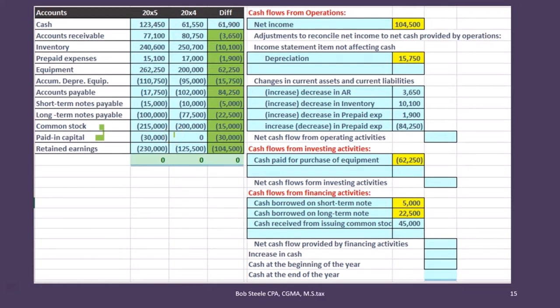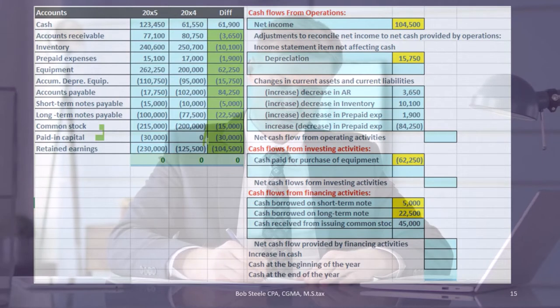So we're going to make the assumption that we debited cash. We sold common stock for cash. And that means that the change, this 15 and the 30, is that happening.